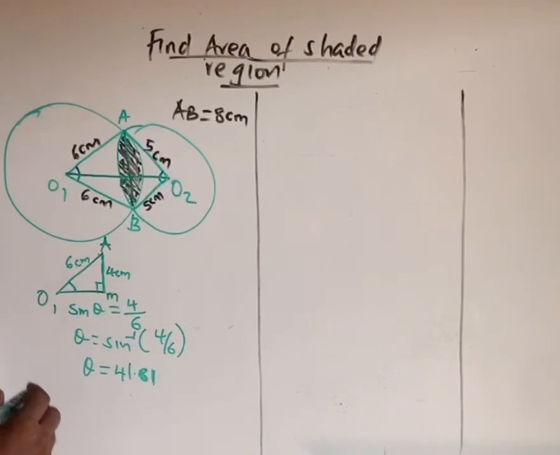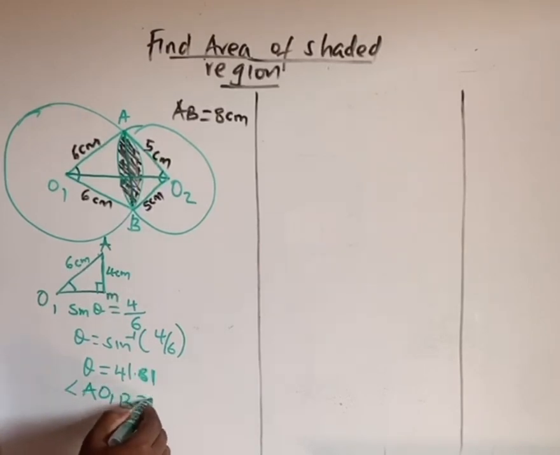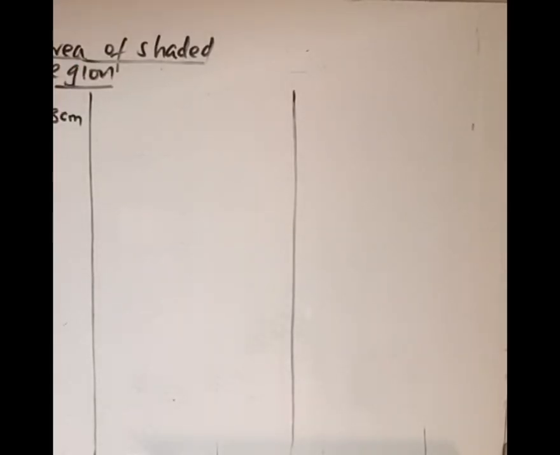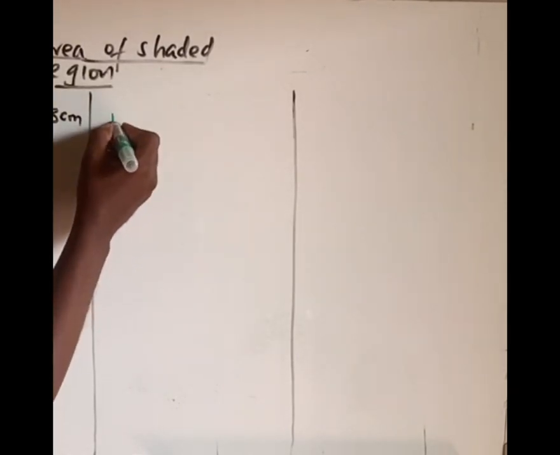Remember, the angle subtended at the center is not 41.81. The angle subtended at the center is angle AO1B, which is twice theta, twice 41.81. That gives us 83.62 degrees.